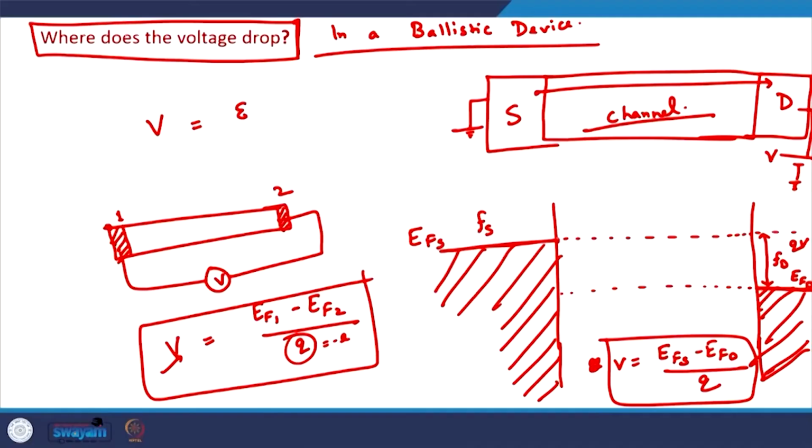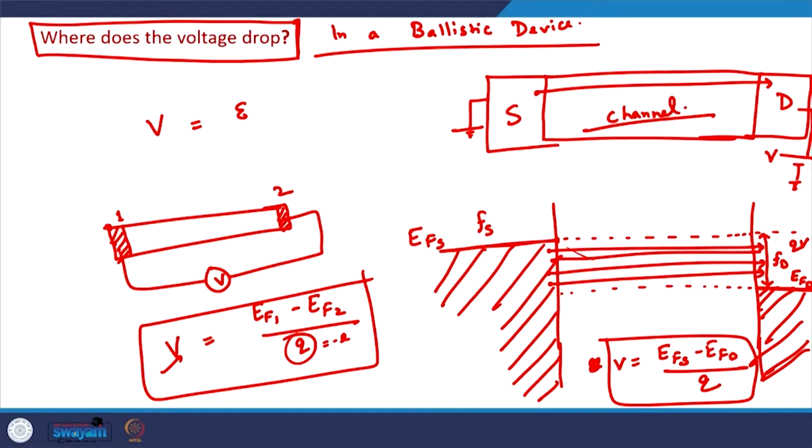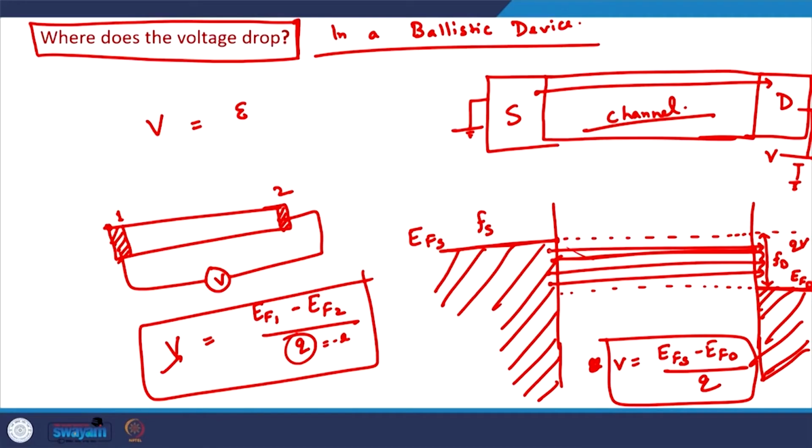Now, the question is, how does it drop across the device? In the ballistic case, electrons are making direct transitions. They are not losing any energy in the channel. So, we cannot say that a particular electron is undergoing a change in energy, which means that throughout the channel, the energy of the electrons is constant. So, the voltage will not drop through the channel because the energy of the electrons is not dropping. The energy of any electron that starts from the source side and goes to the drain side is not changing.